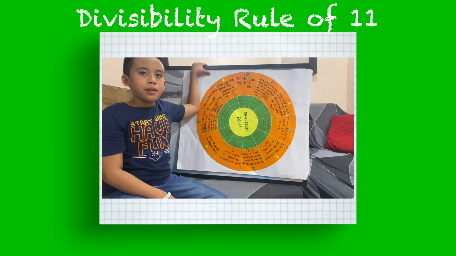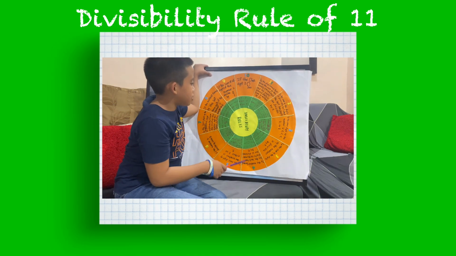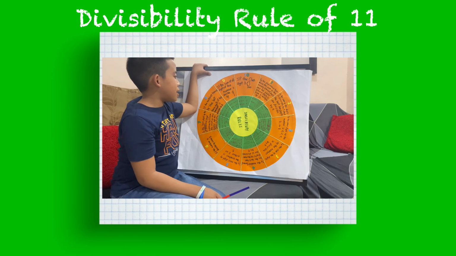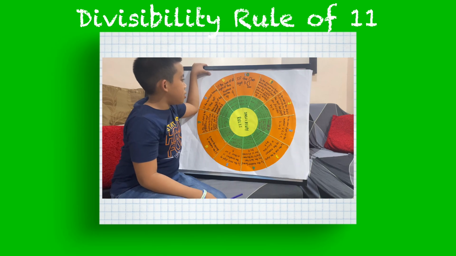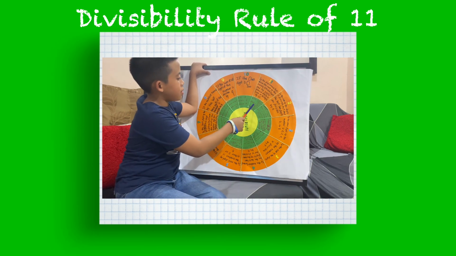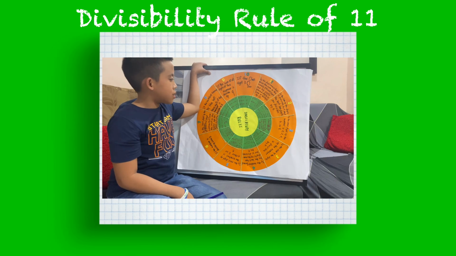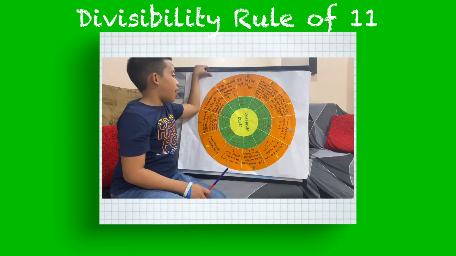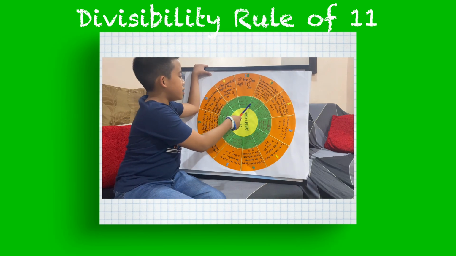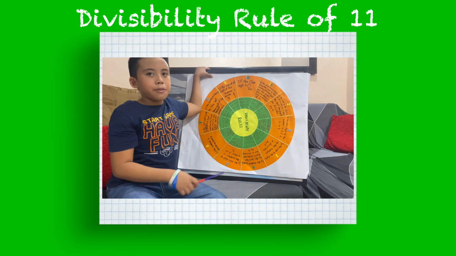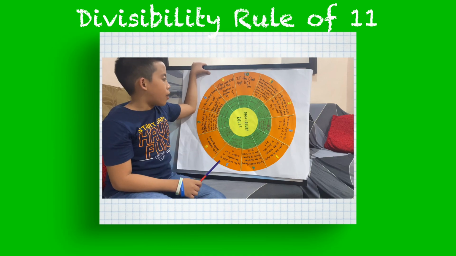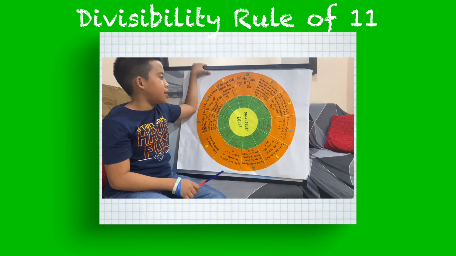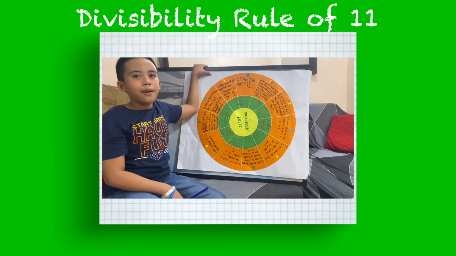The next example is 9,999. Let's take the even placed digits, 9 and 9. 9 plus 9 equals 18. And the oddly placed digits are 9 and 9. And 9 plus 9 is also 18. And 18 minus 18 is 0. Therefore, 9,999 is divisible by 11.